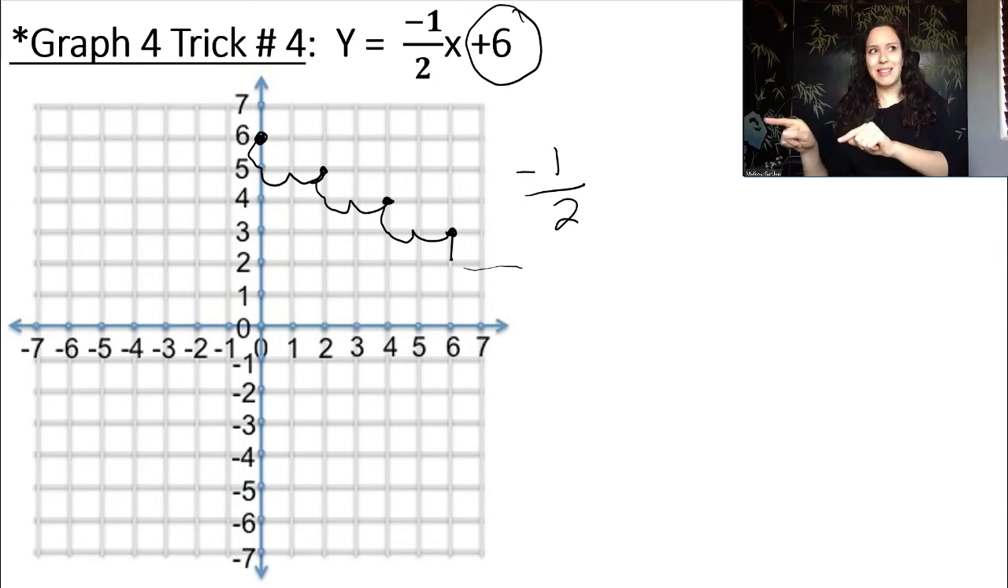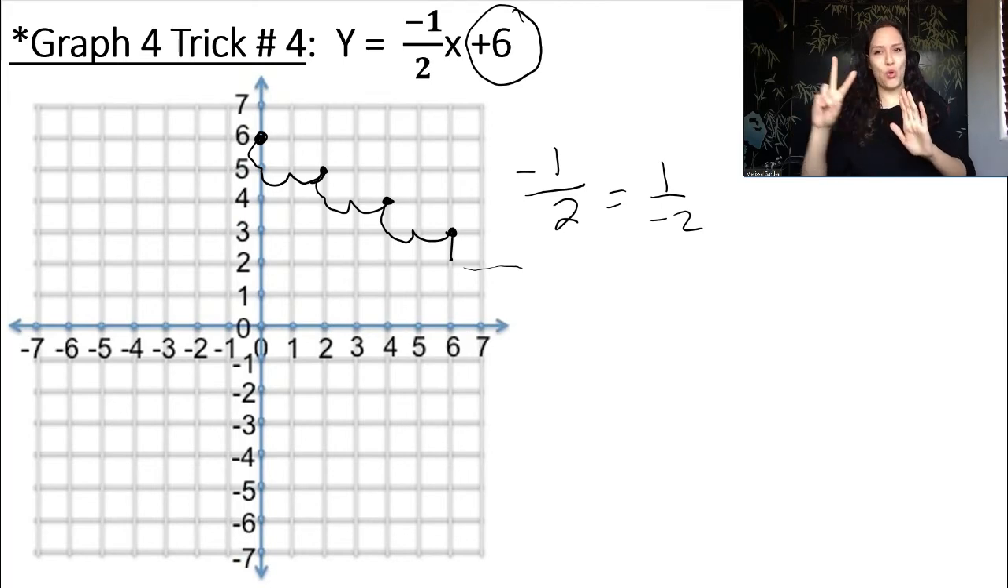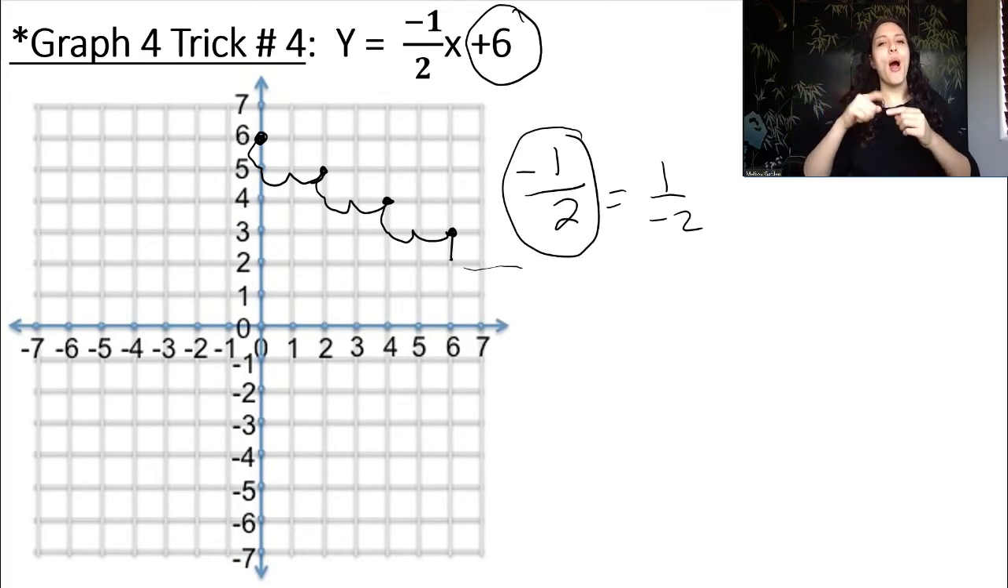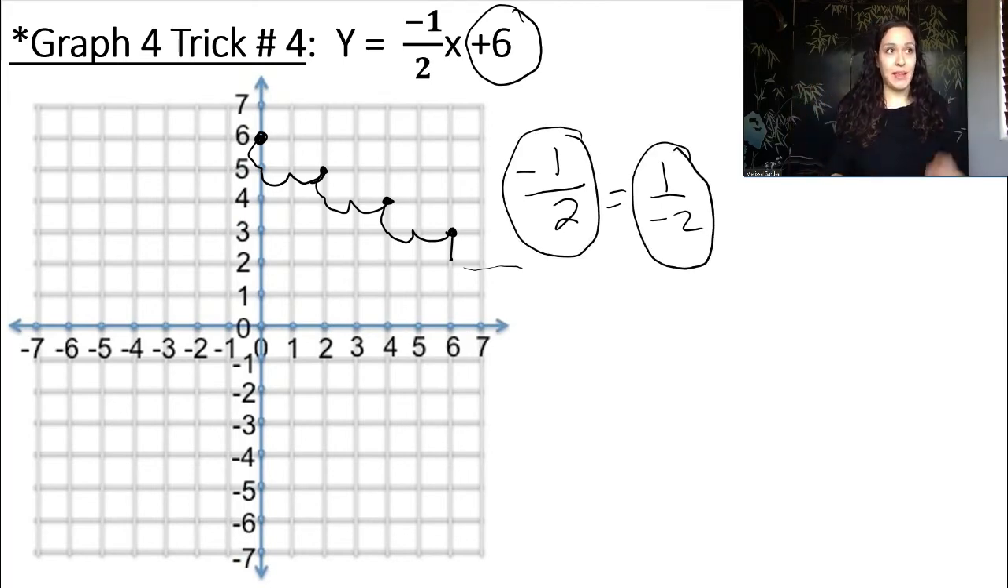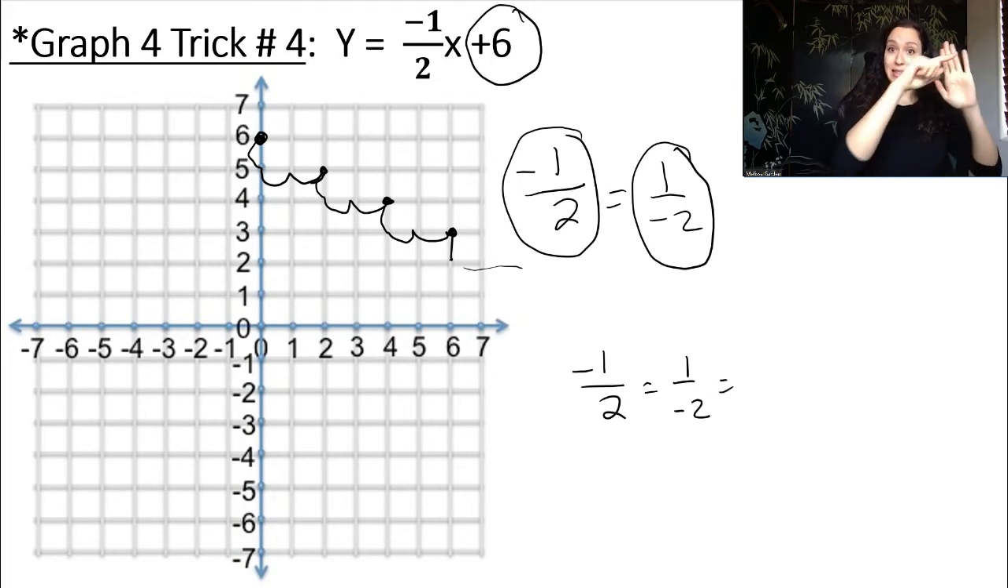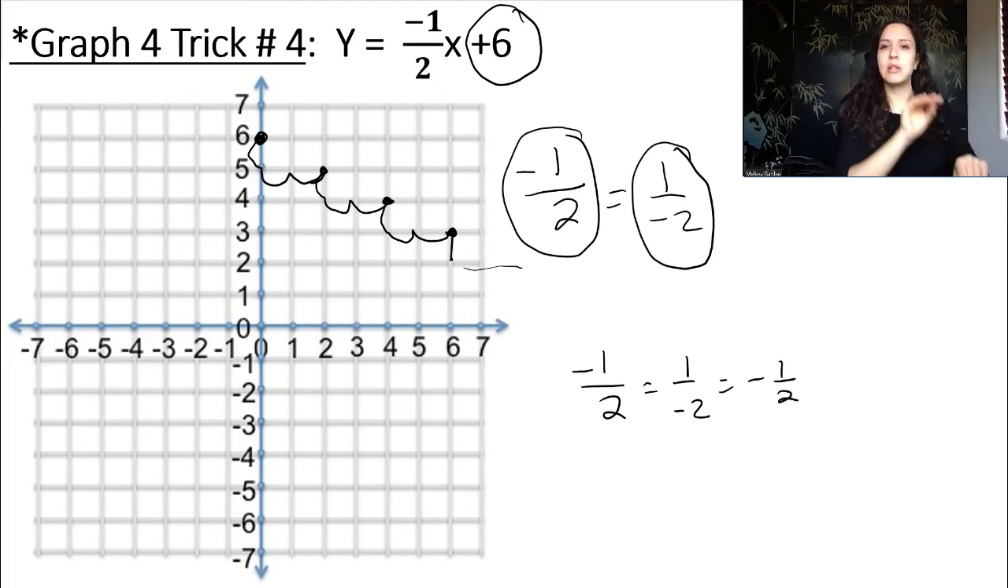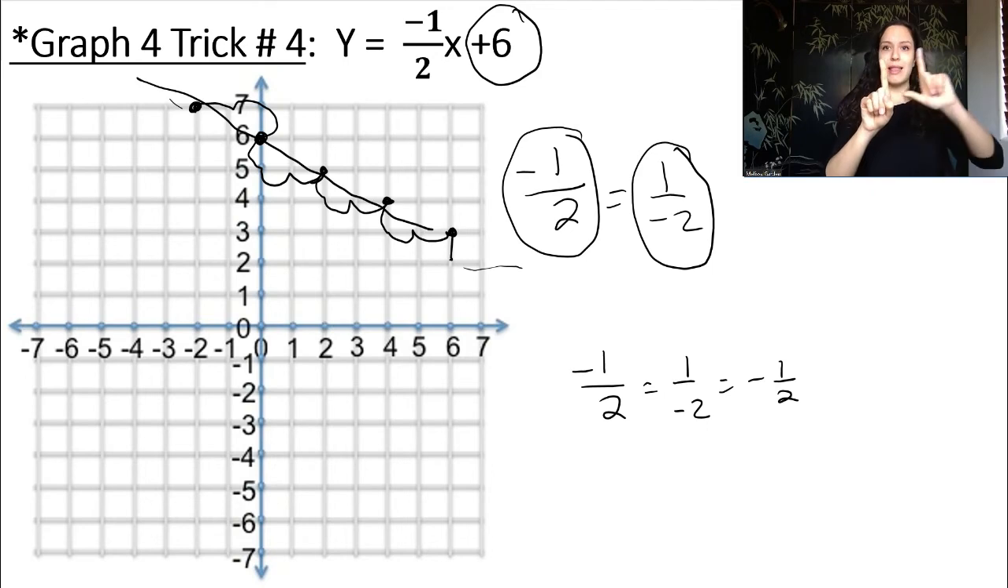But for the other one, I want to go the opposite way. So I'm going to do 1, negative 2, because remember, this is still a negative fraction. So either it's at the top, the bottom, or in the middle, it still makes a negative fraction no matter what. So I'm going to go up 1 to the right, to the left 2. And there we go.